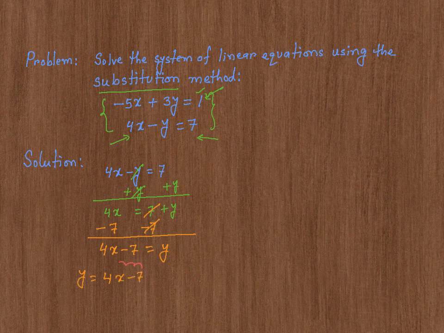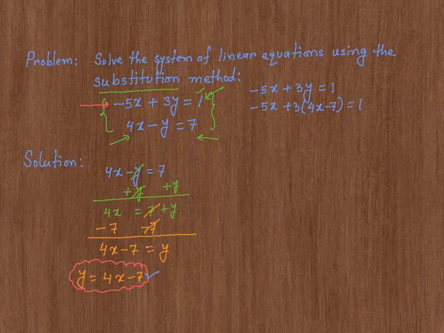Now I am going to take this y value and plug this into the given equation. I mean the first equation, which is this one. So I'm going to have -5x plus 3 times y. But instead of y, I'm going to put 4x minus 7. That's where the name substitution comes from. You're substituting the value of y by something else and then solving. So that's going to be equal to 1.